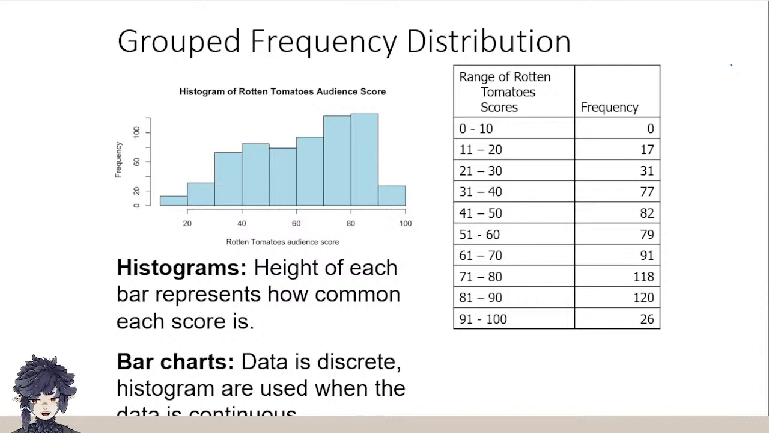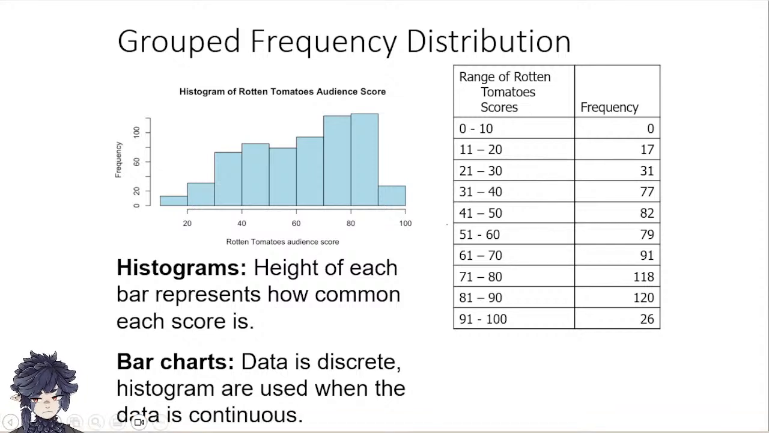Yeah, so technically the difference is histograms, the height of each is interval ratio data. Bar charts are when the data is discrete, most often when the data is nominal. You can think it works the same as a histogram. The height of the bar still represents how common the thing is. We just use a different term for it. If you don't want to worry about those different terms, it's probably not worth worrying about it all that much.